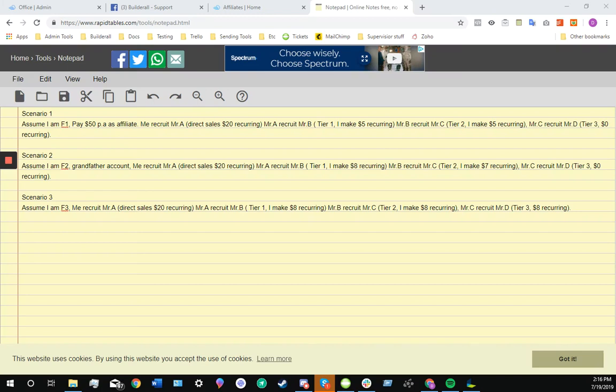Hey there, I just wanted to give you a little more of an explanation of the scenarios you were bringing up. In fact, I have all three of the scenarios pasted here on this notepad that I just pulled up for this demonstration. So basically, as I said in the ticket, you are mostly correct.